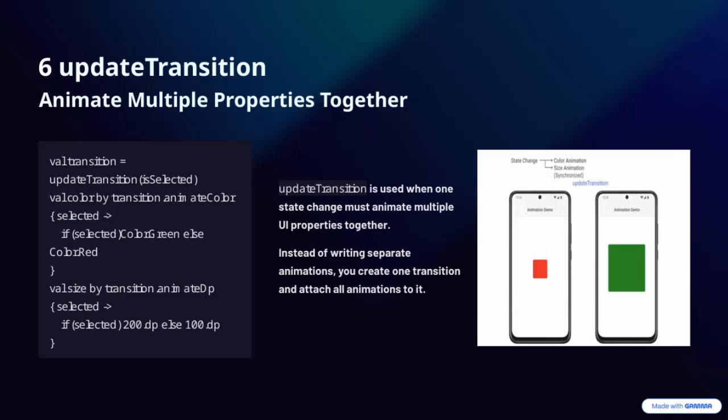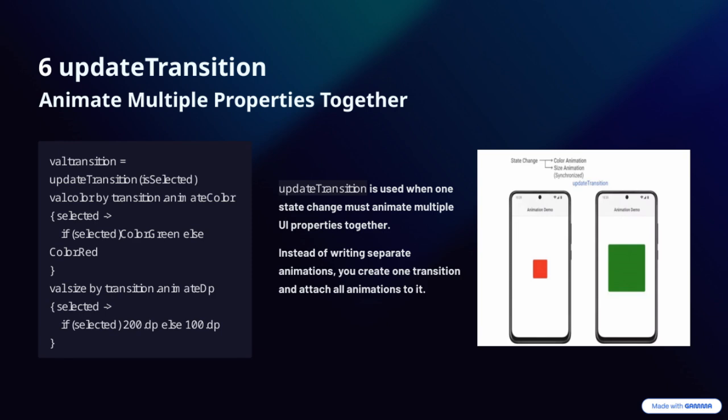Now, instead of creating separate animations for each UI property, we can streamline the process by creating a single transition and attaching all the animations to it. This approach simplifies our code and makes it easier to manage multiple animations simultaneously. The key function here is update transition, which is especially useful when one state change needs to animate several properties at once.